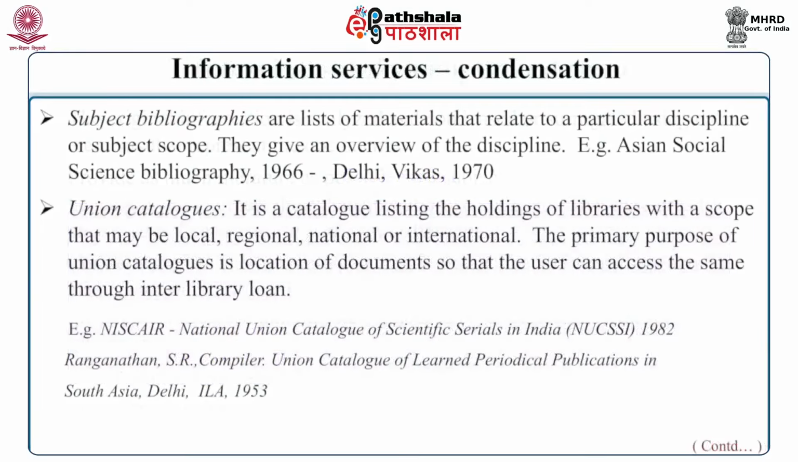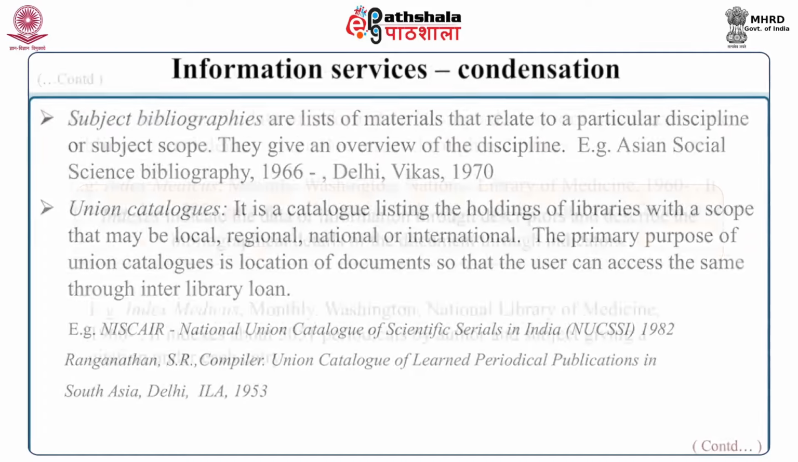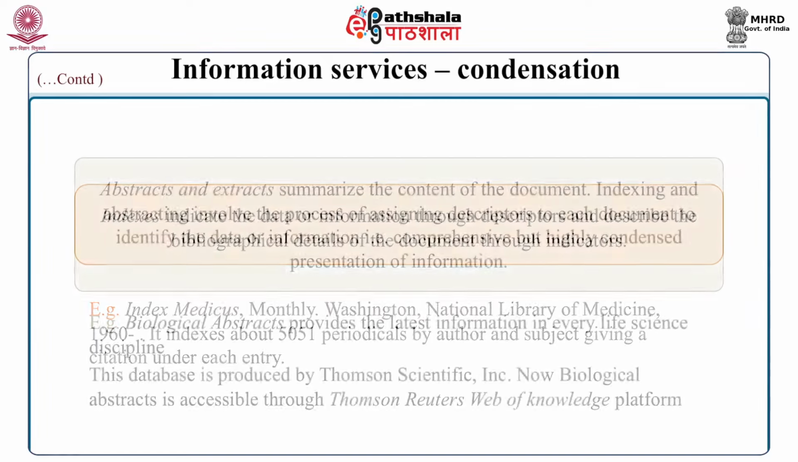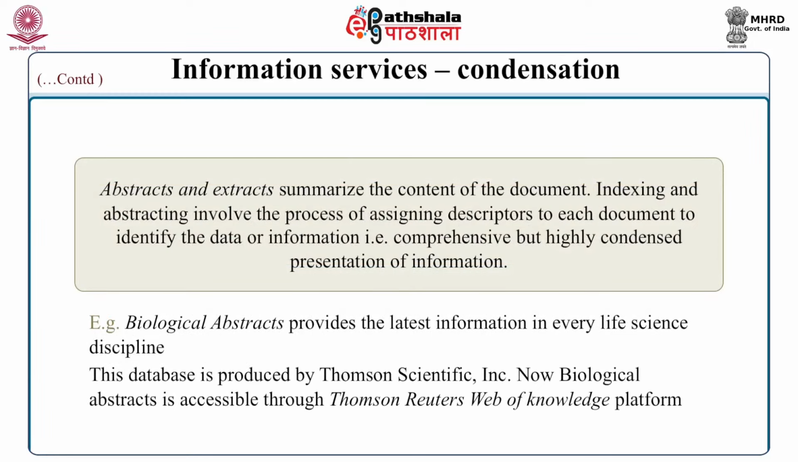The condensation types are subject bibliographies, that is lists of materials; union catalogs, for example, National Union Catalog of Scientific Serials in India published by NISCAIR; information analysis indexes that indicate the data or information through descriptors, for example Index Medicus, etc.; and abstracts and extracts that summarize the content, for example Biological Abstracts, etc., which we have already discussed under indexes and abstracts in detail. So under information analysis services, we have seen the condensation type of services.